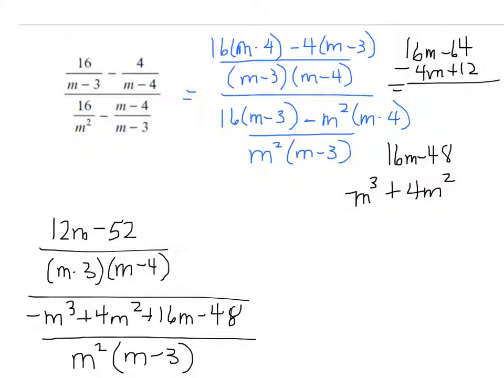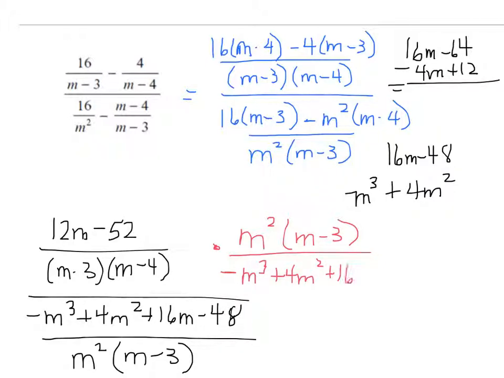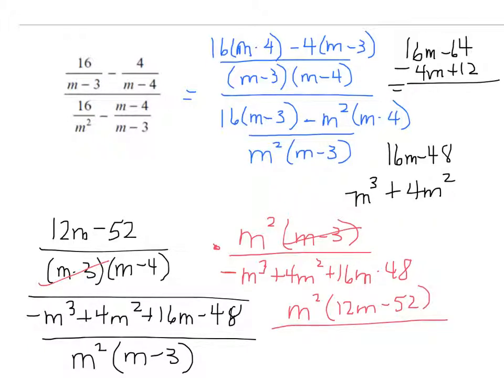I'm going to take this, I'm going to change colors, and multiply it. So I do m squared on the top, m minus 3. I'm just going to leave it separate because something's going to cancel, over the bottom. Okay, so I can see the m minus 3 and the m minus 3 cancel, and I'm going to be left with m squared, 12m minus 52 over m minus 4, times the rest. And that's the answer.